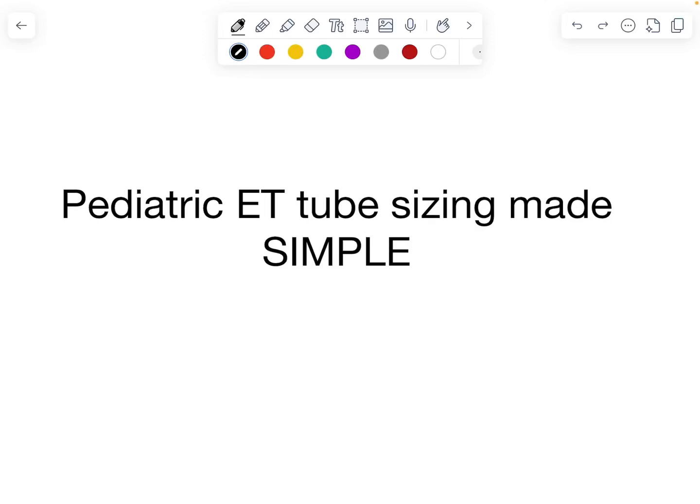I think this one's going to be pretty short and sweet, but I think it is a very important lesson because it's something that I think frequently folks forget, and that question we'll be answering today is pediatric endotracheal tube sizing. Specifically, if I have a sick kid who comes into the emergency department, what size of an ET tube do I need to pick?